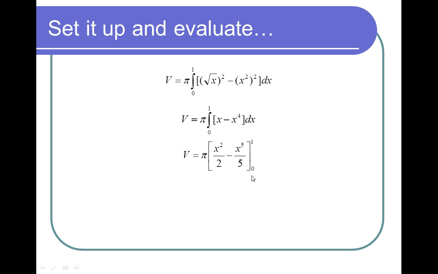Now I can plug in 1 and 0. 1 will get me a half minus a fifth. 0 will get me 0 minus 0. So that gives me 3/10 times the pi that was sticking out here. So it's 3 pi over 10 units cubed. And that would be the volume of that solid after it was rotated around the x-axis.